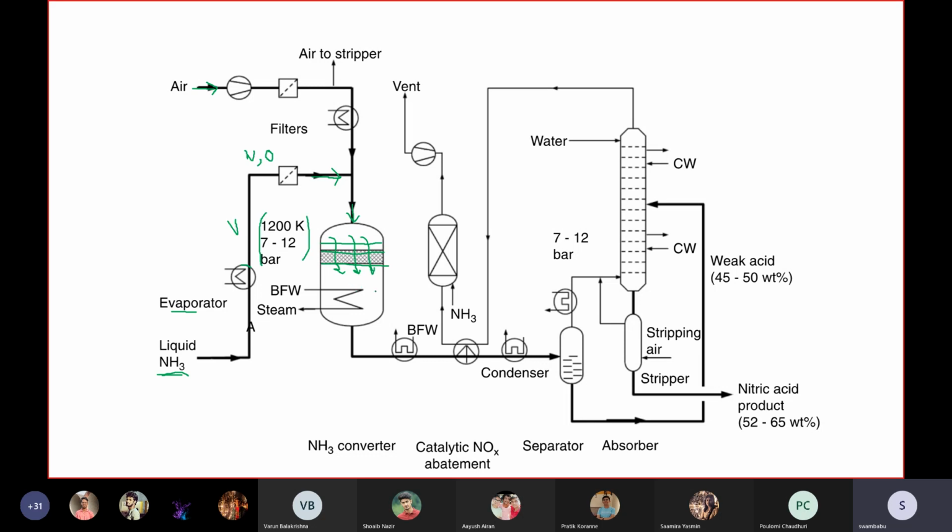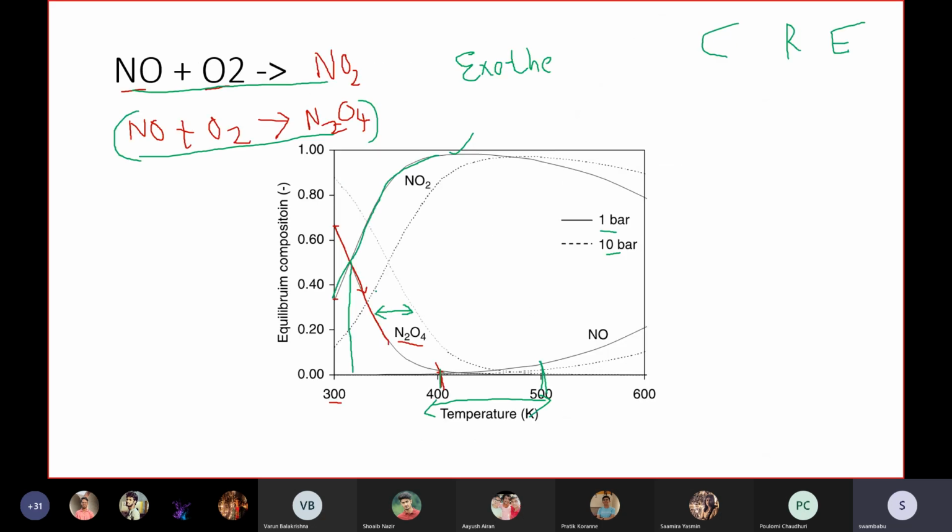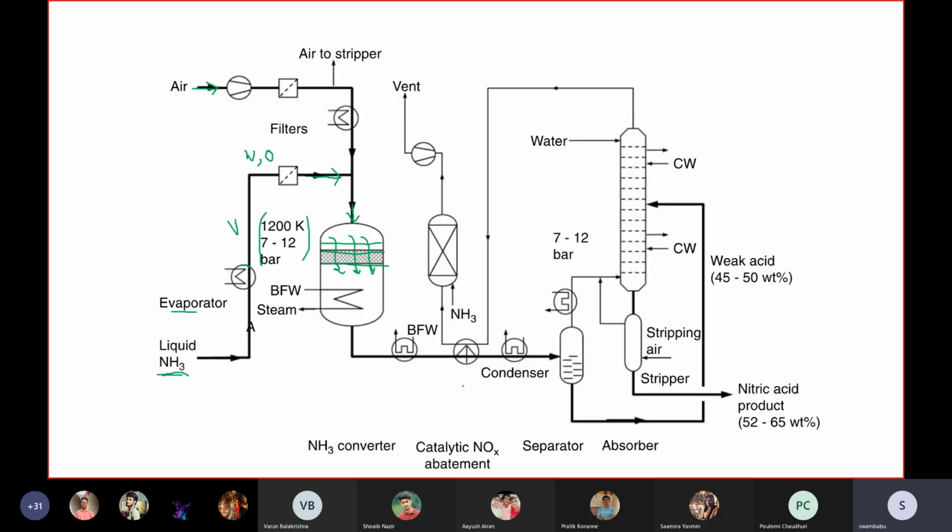So we need to cool down to 400 Kelvin, because the next reaction, nitric oxide to nitrogen dioxide, is favorable at 400 Kelvin. So they remove the heat. This is boiler feed water, BFW. So we have coils.